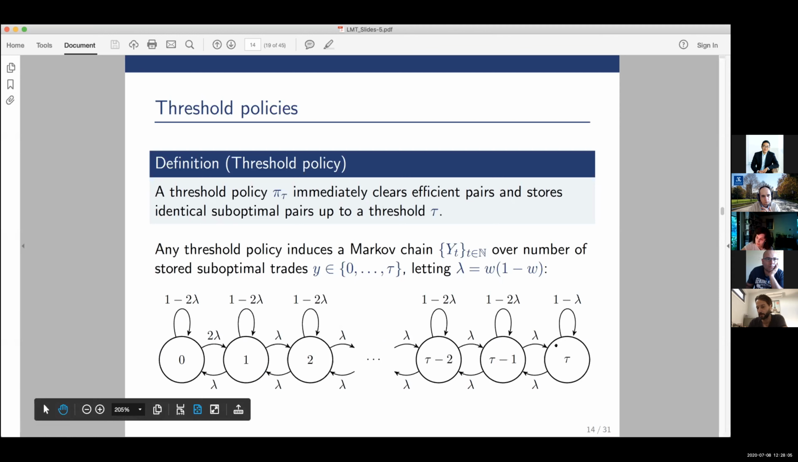And so on until you reach, in these situations here, you only clear from state 1 to tau minus 1. The only trade that is cleared is an efficient trade. And then you come to this boundary state, in which you clear an arriving efficient trade, and you clear an efficient trade that you can create, and you clear a suboptimal trade of the kind that you have stored. So that's what's defining the boundary state tau. Okay.